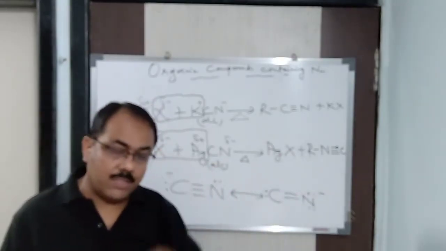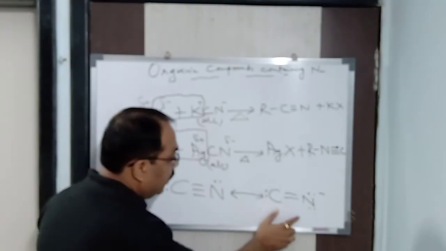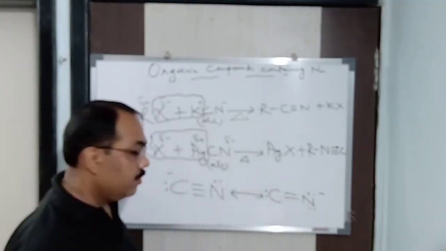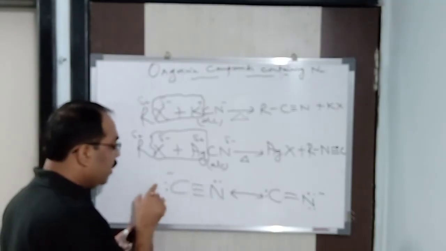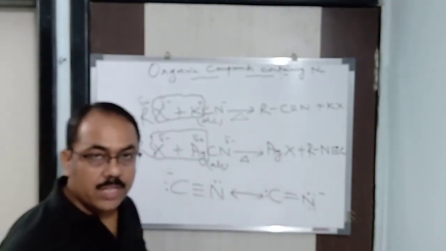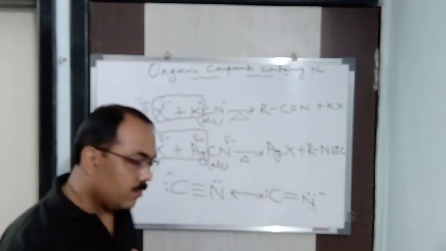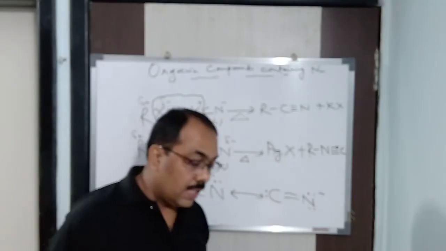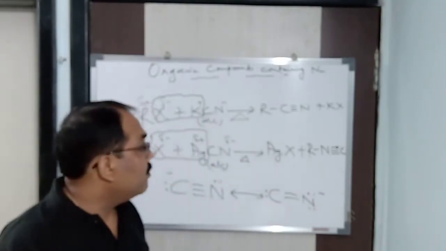Now here one more thing I said to you. You came to know they are ambident in nature. Once again I have explained, they are ambident in nature, because here the alkyl group can be attached to this carbon, and here the alkyl group can be attached to this particular nitrogen atom. So it has two donor atoms. Here carbon is a donor atom, here nitrogen is a donor atom.